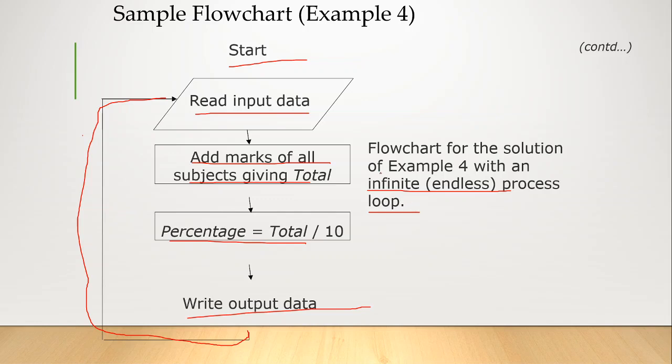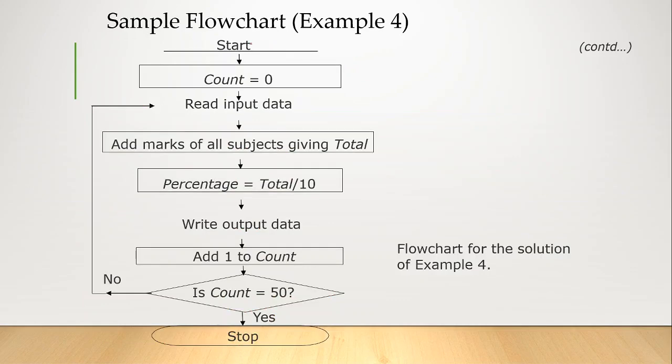To resolve this problem, we firstly start, and we make a counter, and the counter is initialized to 0. Then we read the input data, add all the marks of all subjects giving the total, then find the percentage as described in example 3, write the output data, and add 1 to the count.